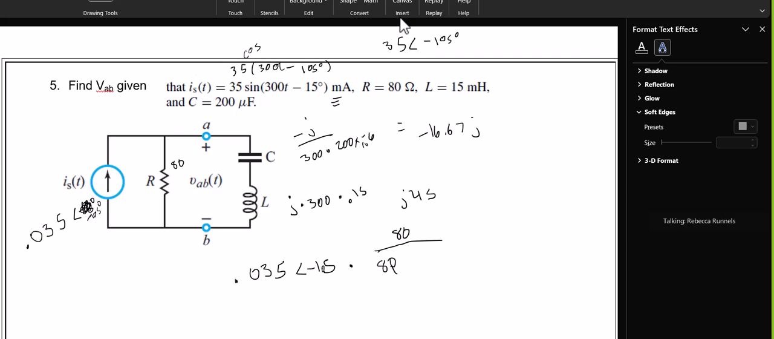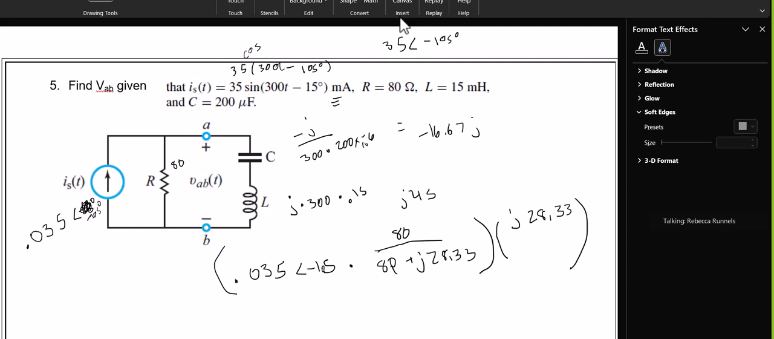plus J 28.33 gets me the current through the reactive side over here. And then if I multiply that by the capacitor and the inductor, if I multiply that by J 28.33, that should give me the voltage.